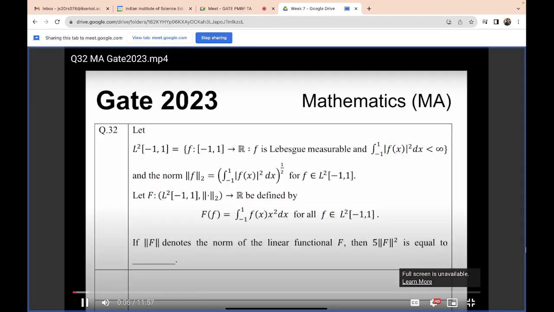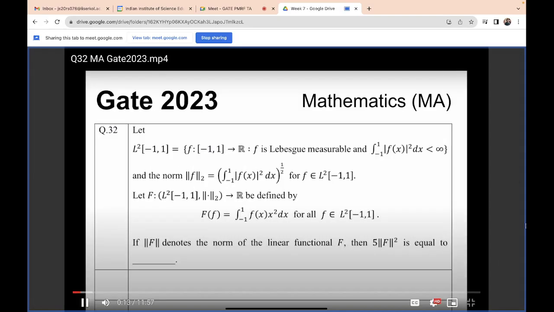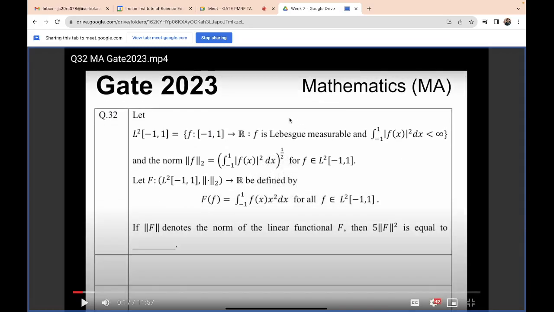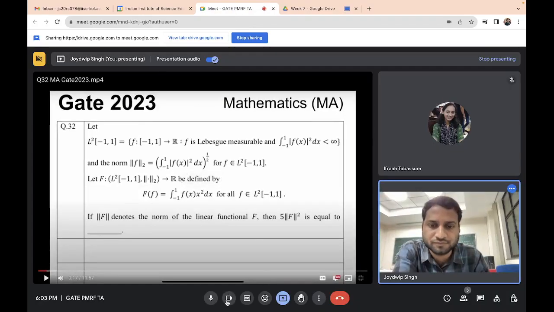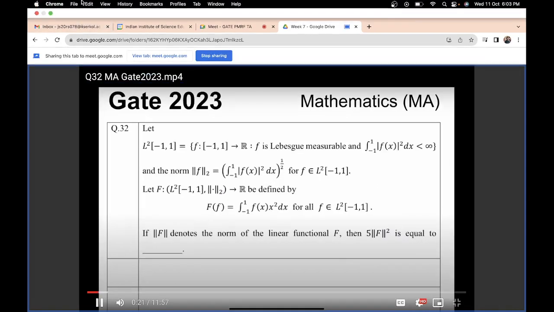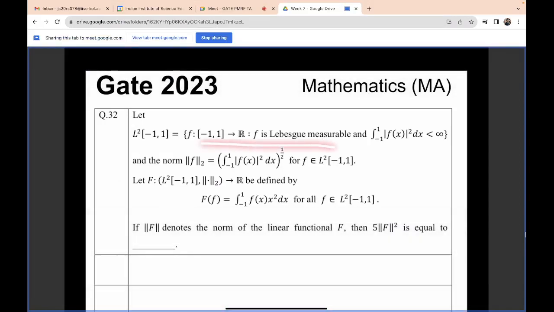Okay, so today we'll solve mathematics Gate 2023 question. This is a question from functional analysis. This is question number 32. It is saying that let L2 of minus 1 comma 1 be the space of all square integrable functions, where the functions are Lebesgue measurable. So f is a function from minus 1 to 1 to R, f is Lebesgue measurable, and the function should be square integrable on minus 1 to 1.